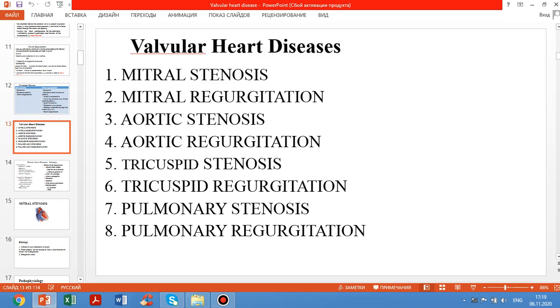Valvular heart disease: mitral stenosis, mitral regurgitation, aortic stenosis, aortic regurgitation, tricuspid stenosis, tricuspid regurgitation, pulmonary stenosis, and pulmonary regurgitation.